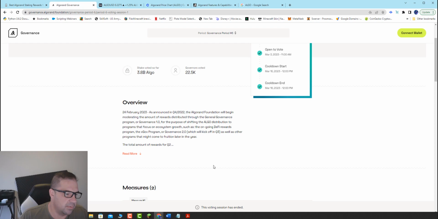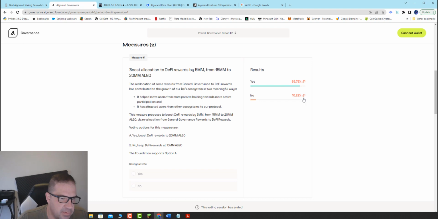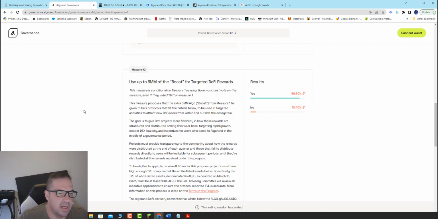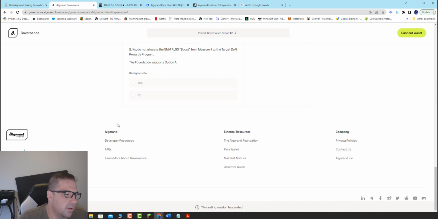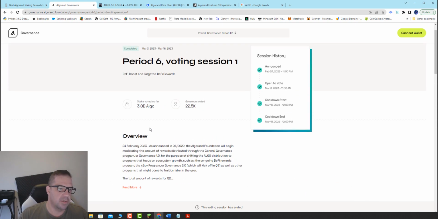These are examples of the votes. You know, there was a vote to boost allocation of DeFi rewards by 5mm, from 15 to 20 Algo. And overwhelmingly, people voted yes. Some people voted no. And if you click on these, I believe it'll show you who voted what. You can't vote. See how this is blacked out? This is like, yes, boost it. No, don't boost it. Then there was a second measure that said, since the boost won, what are we going to do with the boost? Are we going to allocate that boost to the targeted DeFi rewards program? Or no, we're not going to allocate that boost to the DeFi rewards program. And those were the only 2 votes. So you just had to vote twice.